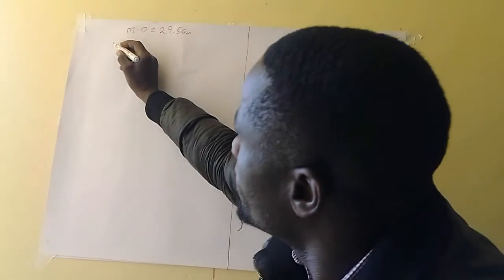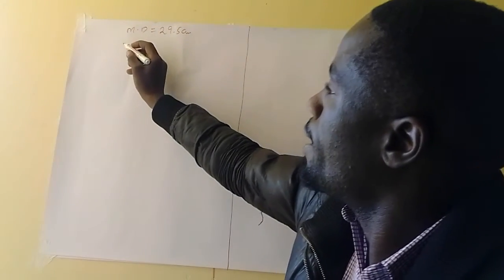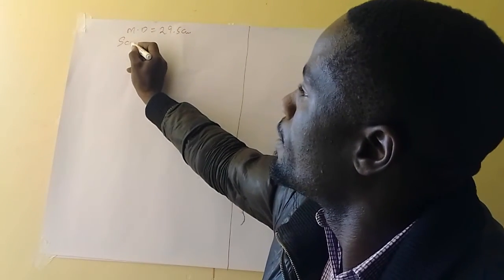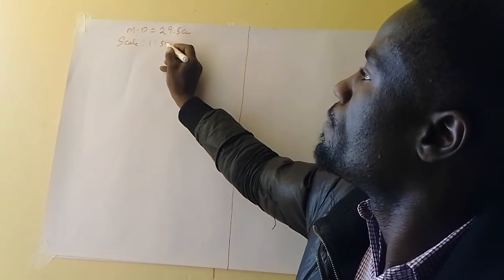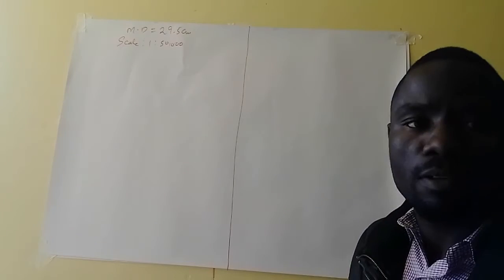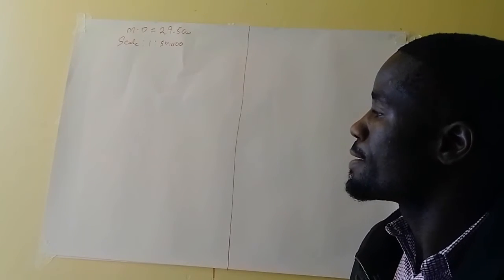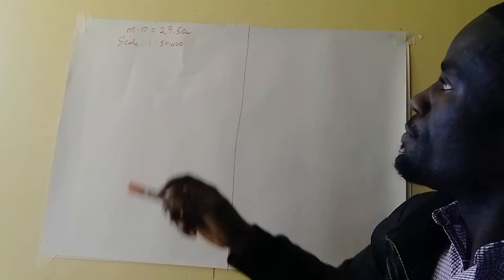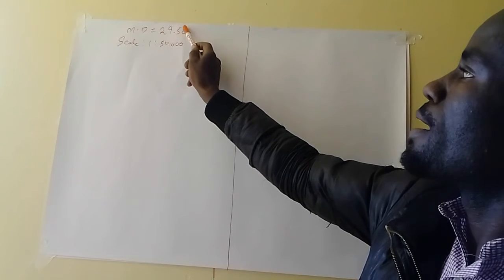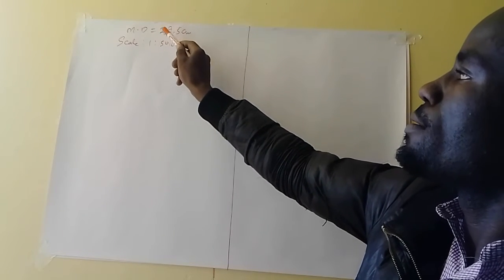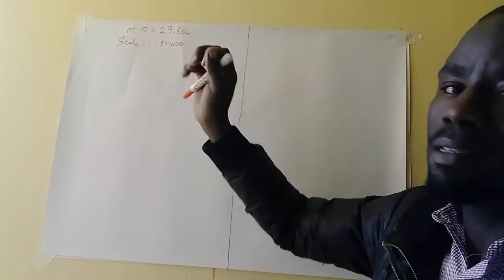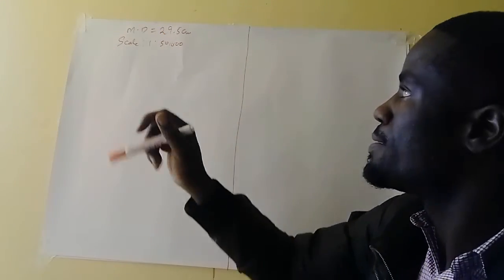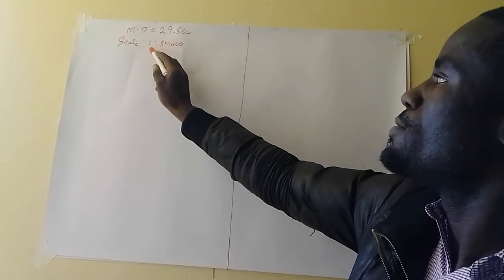But don't forget the scale. Look for the scale. That is 1 to 50,000 centimeters. The scale is very important because the distance which was on the ground is summarized, compressed into the map using this scale.